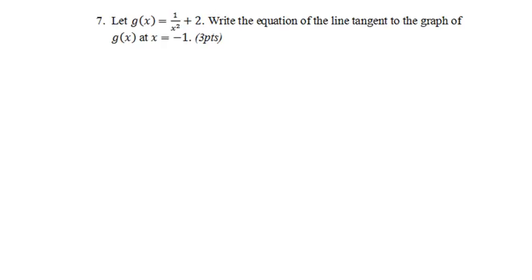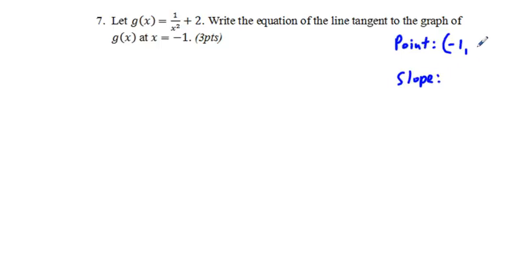7. Let g of x equal 1 over x squared plus 2. Write an equation of the line tangent to the graph of g at x equals negative 1. Well, to find the equation of a line, we need a point, and for this point, we know that our x-coordinate is negative 1, and we also need a slope.